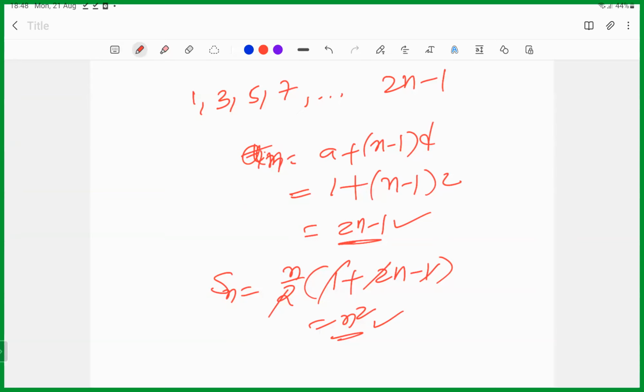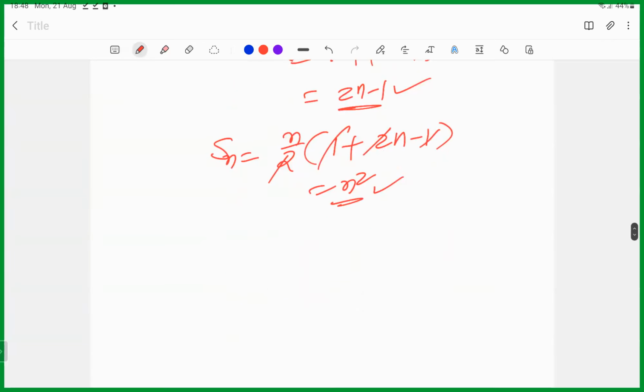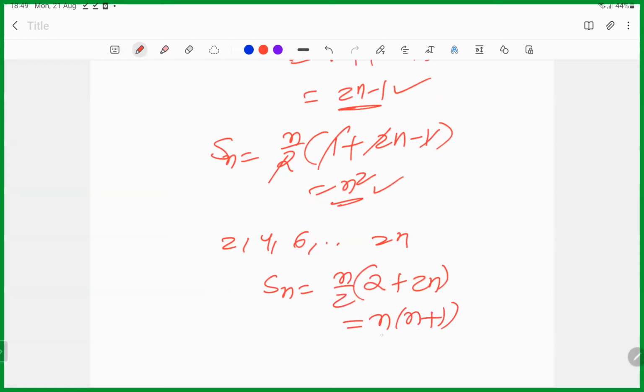How to prove the sum of the first n even natural numbers? Even: 2, 4. Then what's the nth term? 2n, right? So 2, 4, 6, and so on, 2n. So Sn equal to n by 2 into a plus l. 2 plus 2n equal to n into n plus 1. Okay. Both are the same.